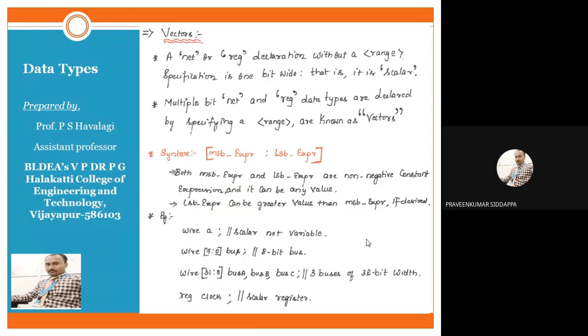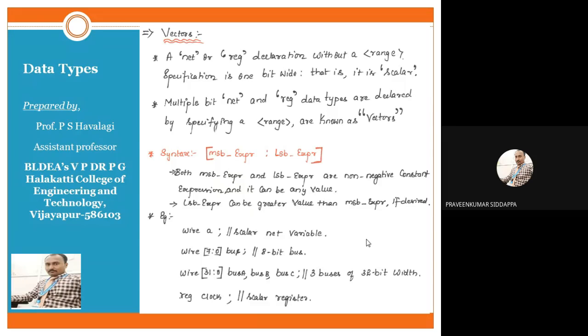Within the square bracket, first comes the MSB, followed by a colon, and next the LSB. Both MSB and LSB are non-negative constant expressions, and they can be any value. There is no range restriction; you can write any value. The LSB expression can be a greater value than the MSB expression if desired.